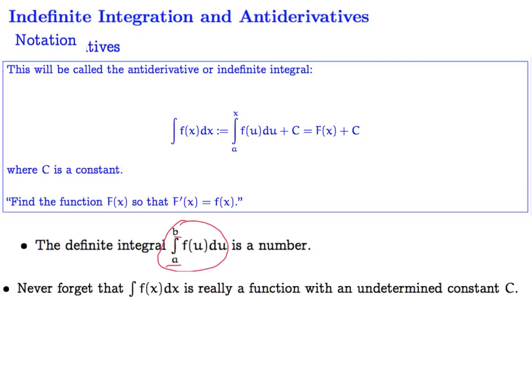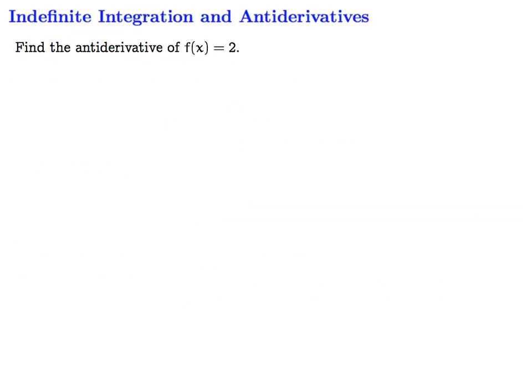Also, this really is a function with an undetermined constant c, okay? So it really is a function, and it really does have a value that you need to figure out before you can use it to do anything useful. So now we want to talk a little bit about how you might see different problems represented.